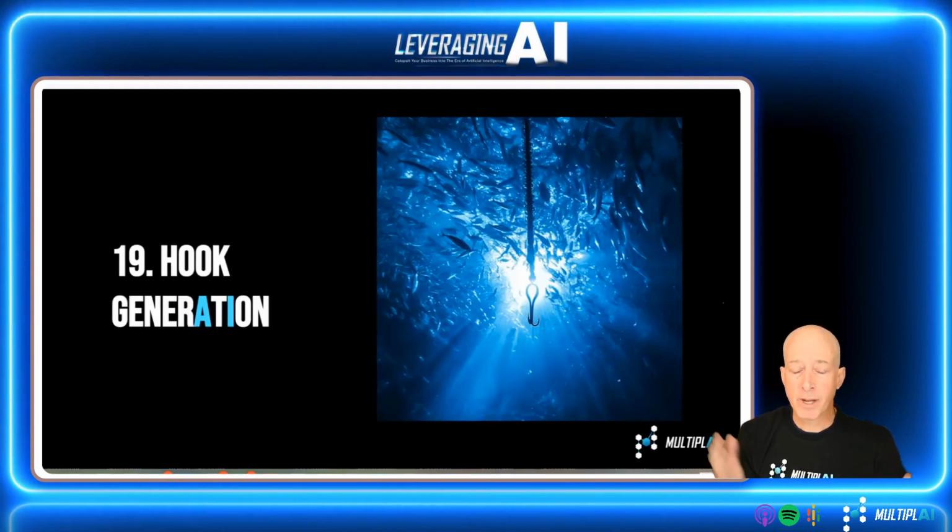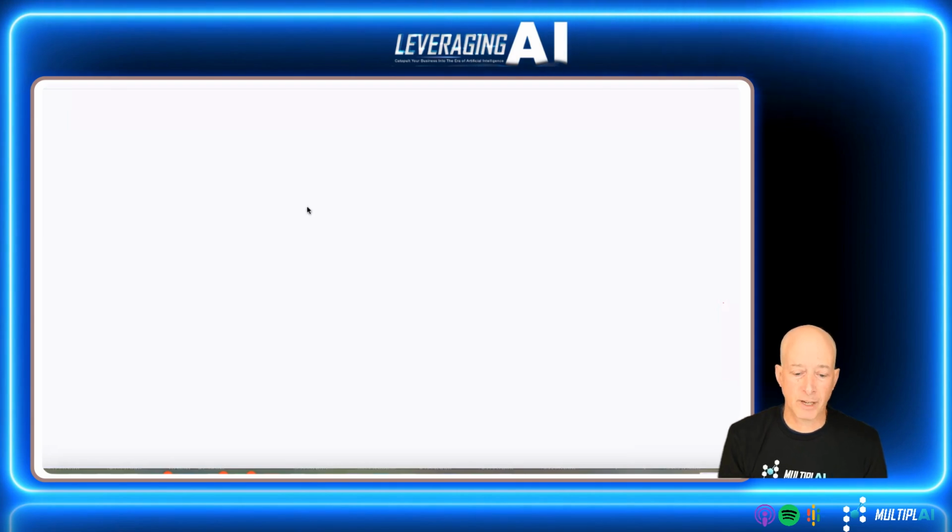Hook generation. We create a lot of content, and for that content, we want to create hooks because that's the first thing people read. People are going to read the first sentence that you're going to say, whether it's a subject line of an email or the first sentence on LinkedIn and so on. And to do this, what I do is I created a GPT.